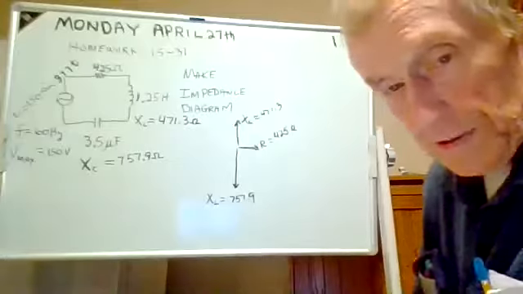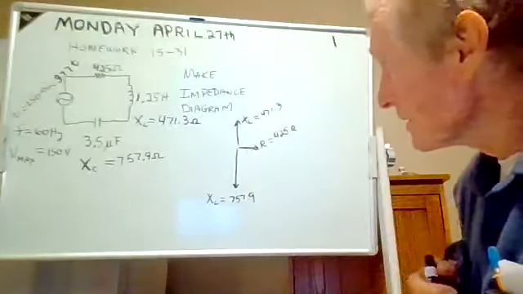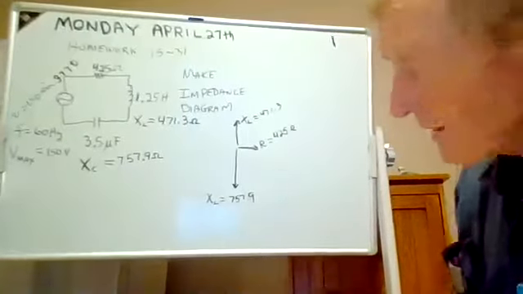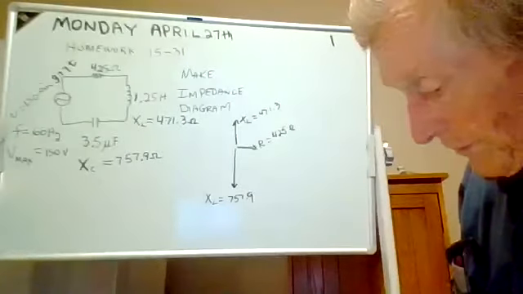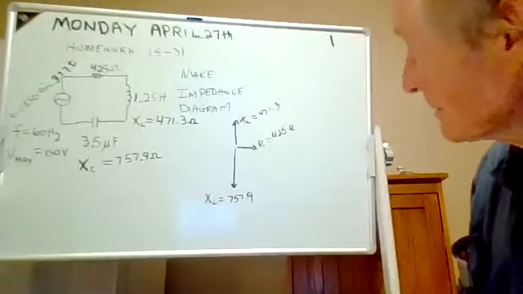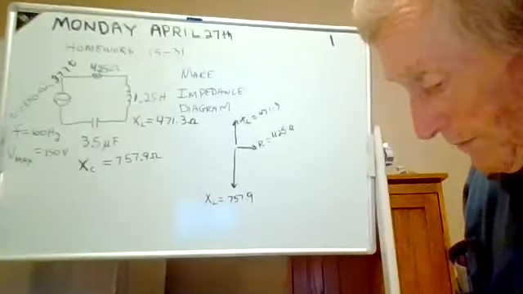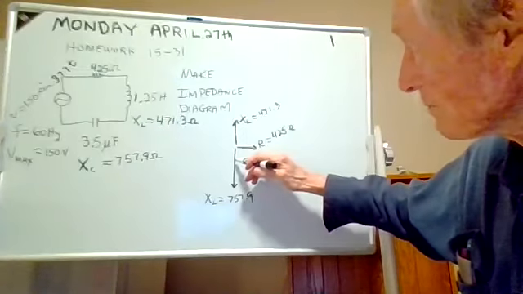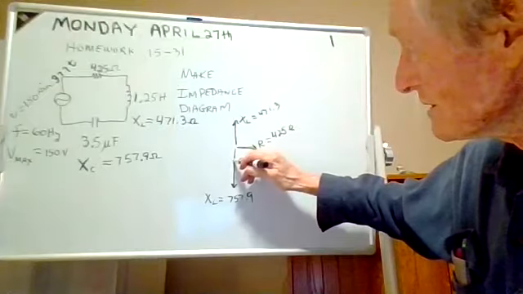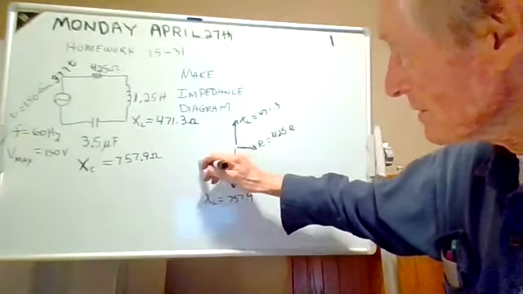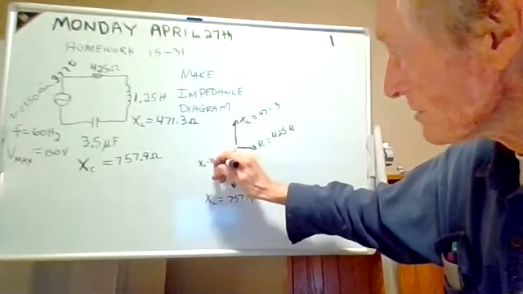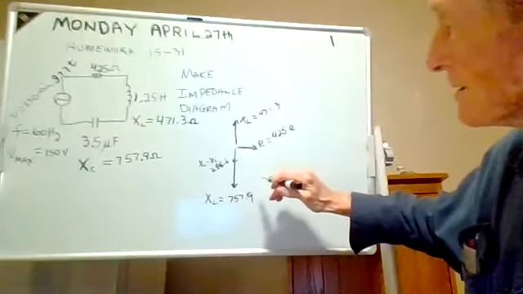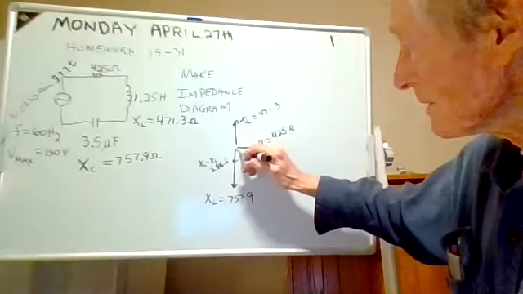Now to find the impedance, you have to subtract those, because they're 180 degrees out of phase. 757.9 minus 471.3 is 286.6. So that puts you right about here someplace. XL minus XC is 286.6. And then your impedance is going to be right here.